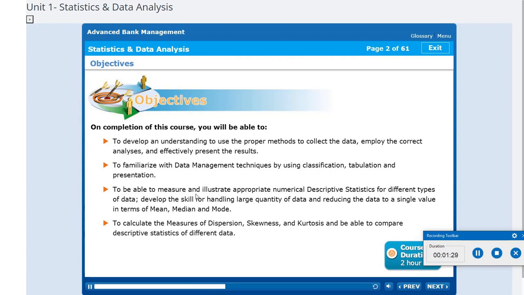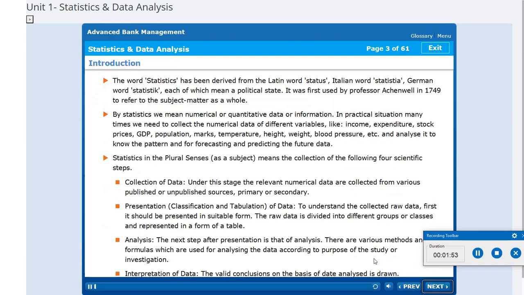To be able to measure and illustrate appropriate numerical descriptive statistics for different types of data, develop the skill for handling large quantities of data, and reducing the data to a single value in terms of mean, median and mode. To calculate the measures of dispersion, skewness, and kurtosis and be able to compare descriptive statistics of different data. Course duration, 2 hours. Introduction.